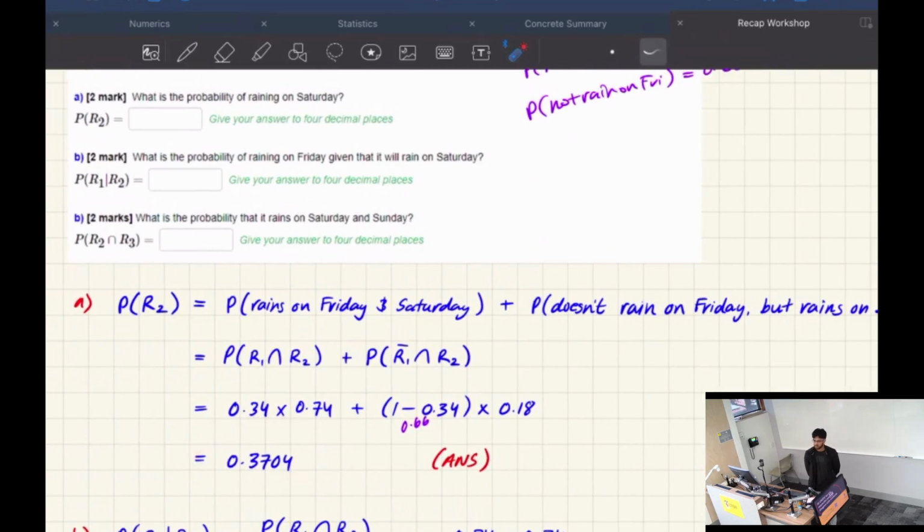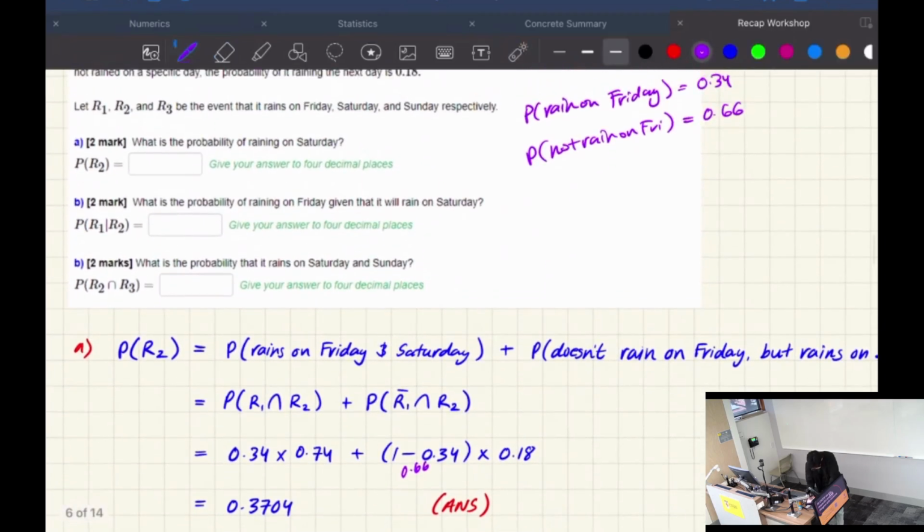Cool? Okay. Part B: what is the probability of raining on Friday given that it will rain on Saturday? Probability of it raining on Friday given that it rains on Saturday. So the formula that we're going to follow is P(R1 and R2) divided by the probability of R2.